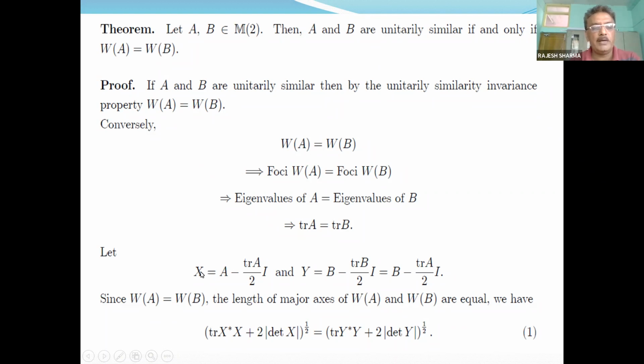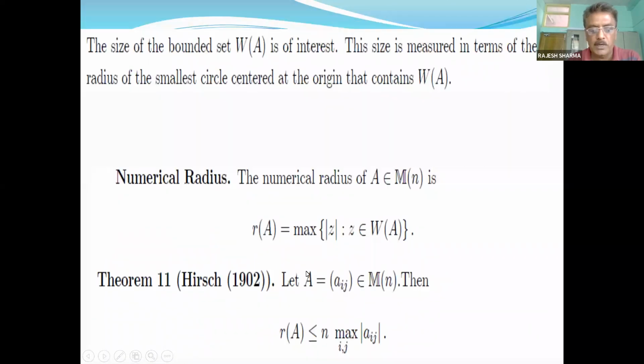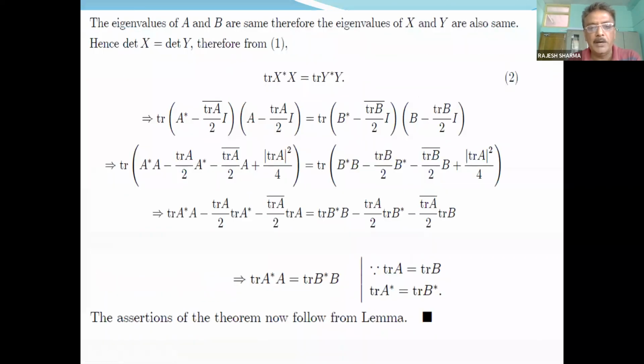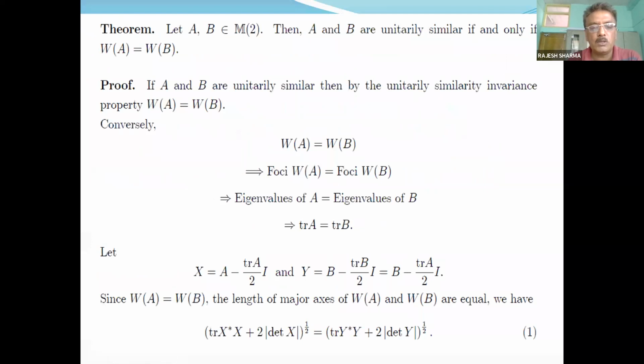Now we take the matrix X equal to A minus trace A by 2 times I, and Y equal to B minus trace B by 2 times I, and this is equal to B minus trace A by 2 times I. Why? Because trace B is the same as trace A. Also note that the eigenvalues of A and B are the same. Therefore, the eigenvalues of X and Y are also the same. Why? Because we are just subtracting trace A by 2 from both the matrices.